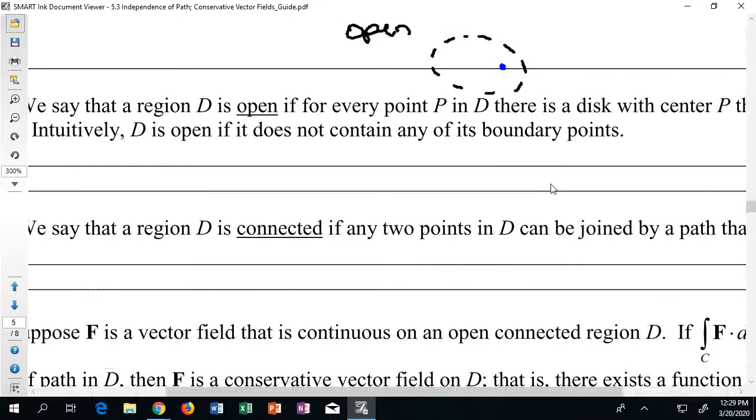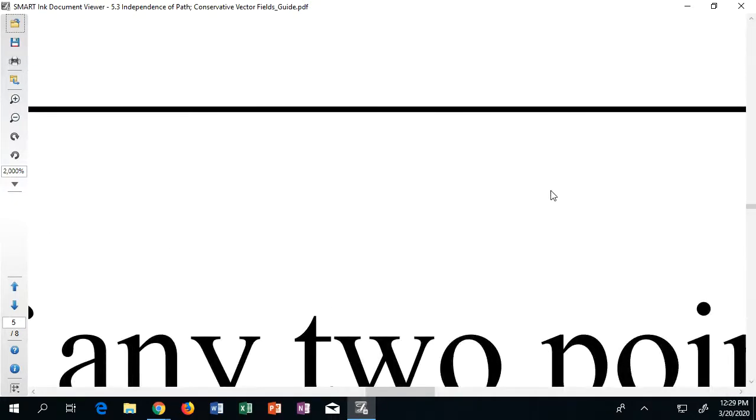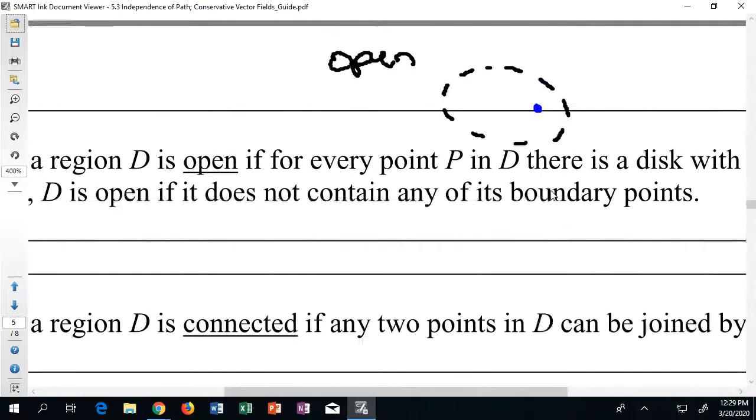there's always a way that if I zoom in on it enough, I can put a disk around it. And that whole disk stays inside the region. Notice even if I get really close to the edge, there's still a tiny little disk I can slide around. So this is considered an open region.